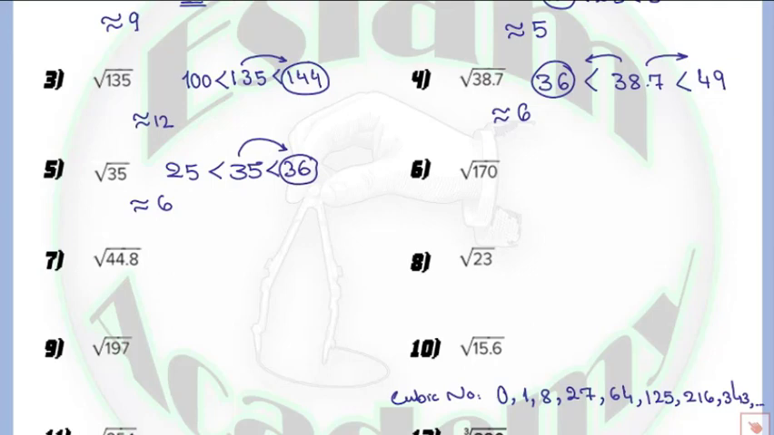The square root of 170. We know that 170 is more than 169 and less than 196. Now 170 is close to 169. The square root of 169 equals 13. So the square root of 170 is approximately 13.